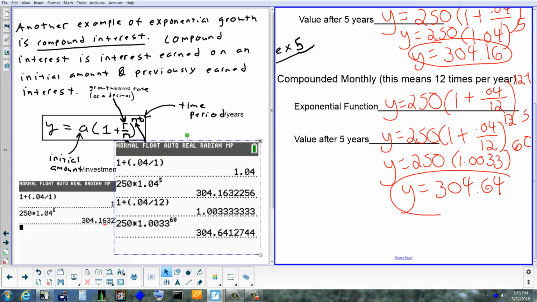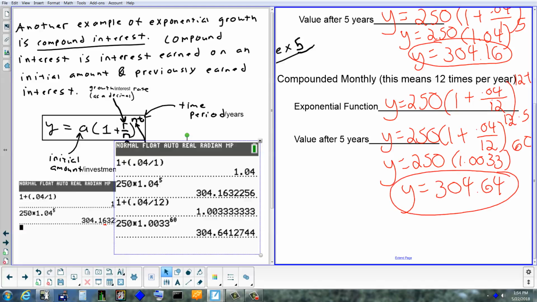$304.64. So what do you notice if the bank compounds your interest monthly versus yearly? It only goes up by a little bit. Yeah. So here, guys, here it is monthly. Here it is yearly. If the bank does it monthly, you're going to get around 48 more cents. Not that much more. All right.